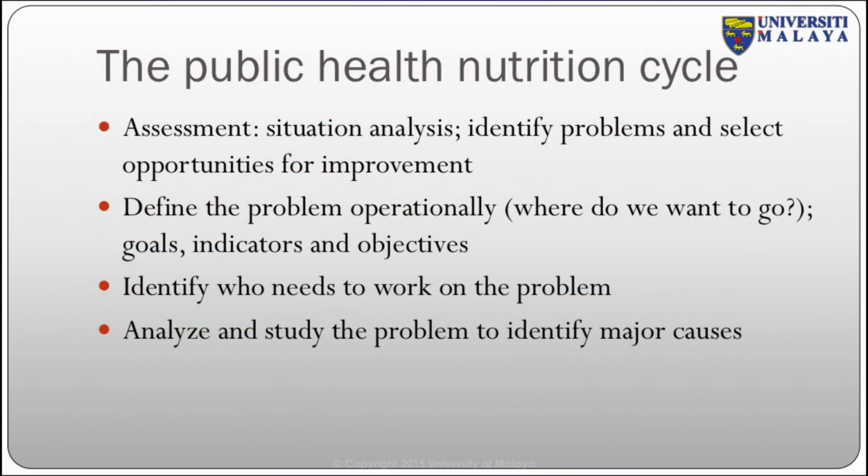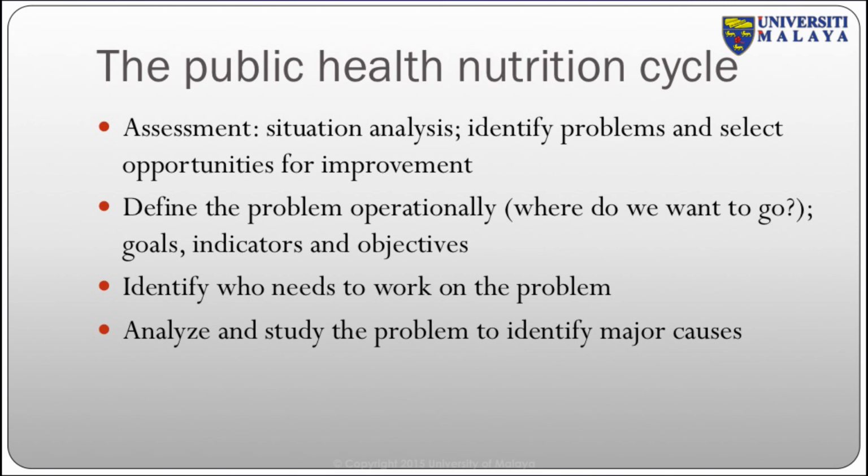In the public health nutrition cycle, 7 steps are crucial to be included. First, the assessment. What we require for this assessment is to understand the situation analysis. For example, in a residential area or a place where you notice there is a lot of overweight or obesity, it is crucial to understand what factors can lead to overweight and obesity in that particular group.